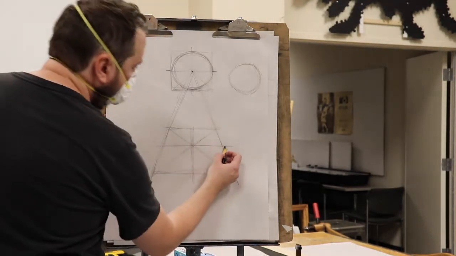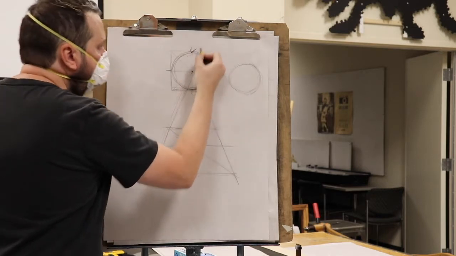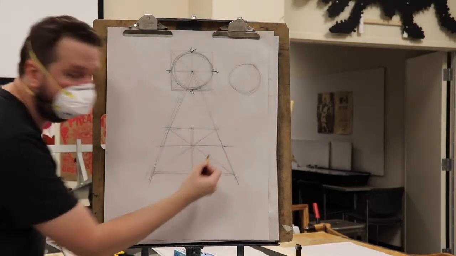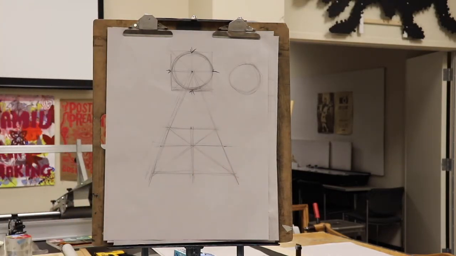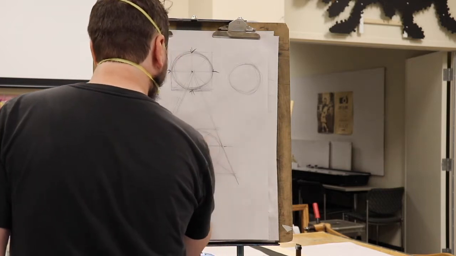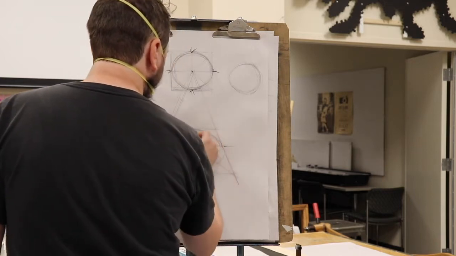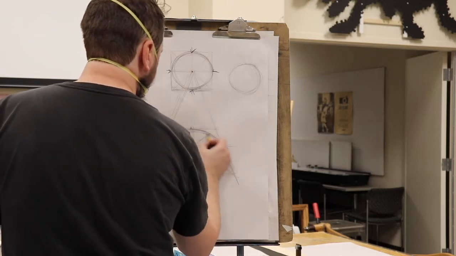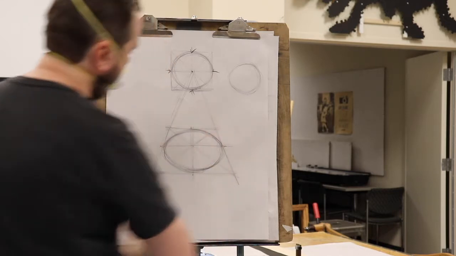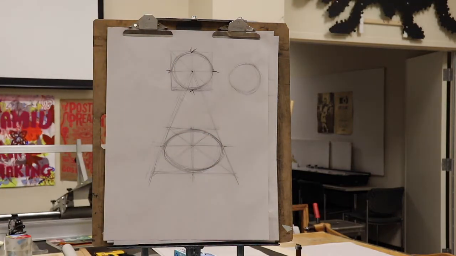Now we know that the circle is going to touch at these points. It's going to touch here, here, here, here. Now I want you to draw that circle. So that is a circle in perspective, and that's called an ellipse, an elliptical shape.